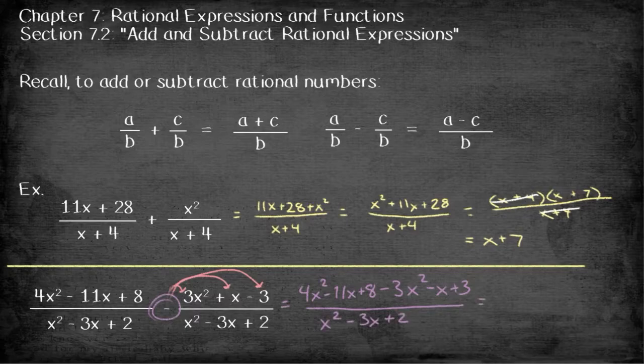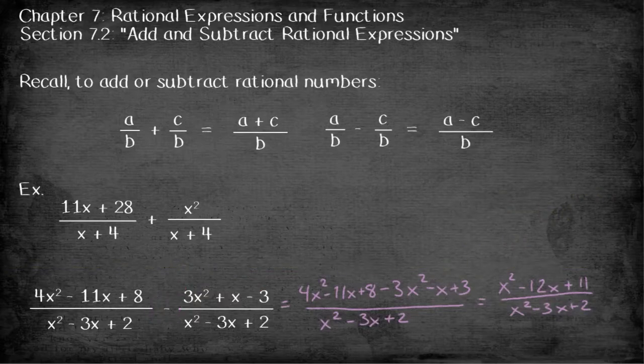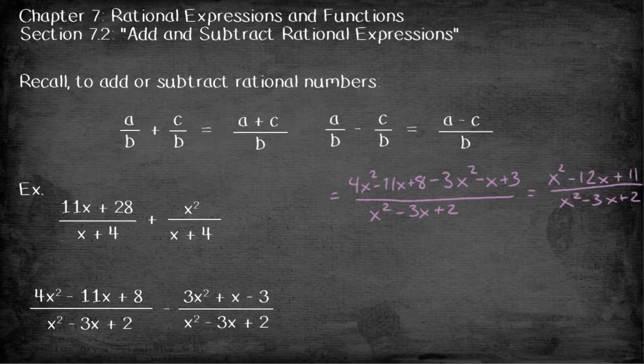Okay, so I have x squared plus 11x plus 11 all over x squared minus 3x plus 2. Let's see. I'm running out of room. So let me erase this stuff. There we go.